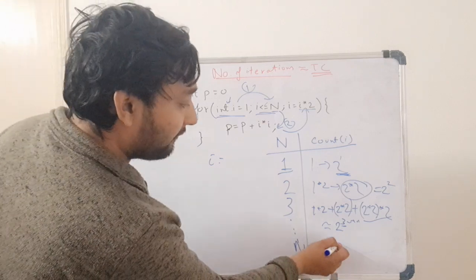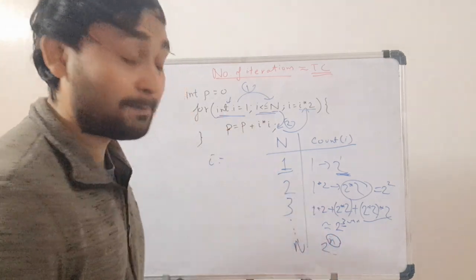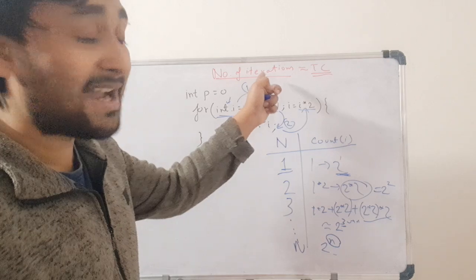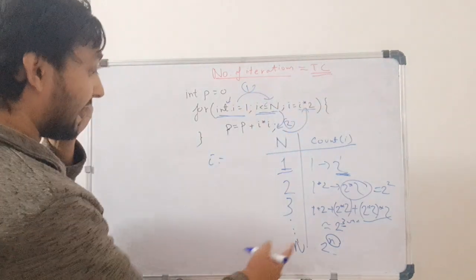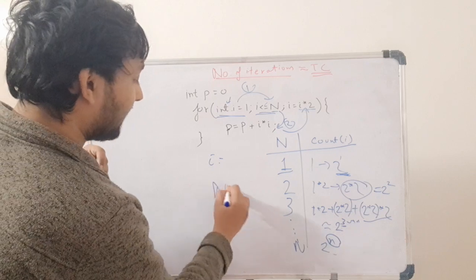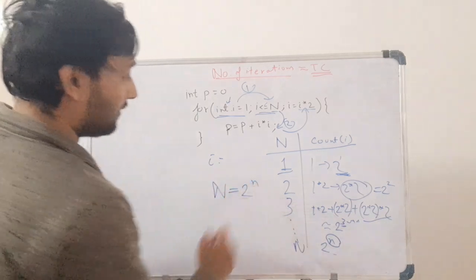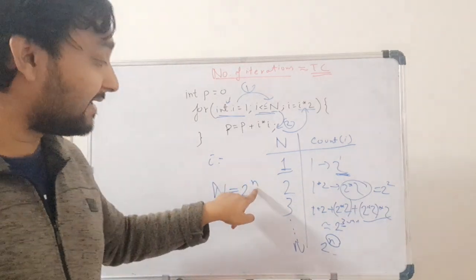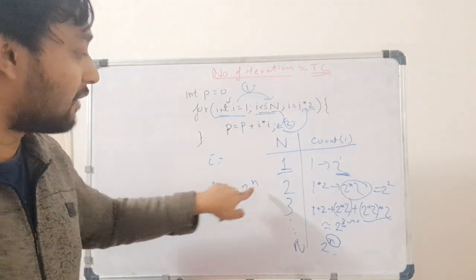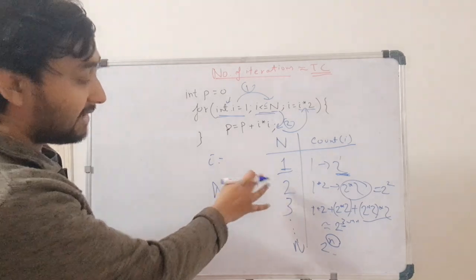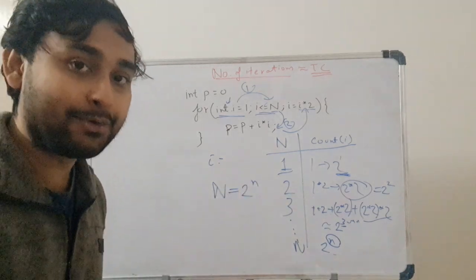Now if I have to find the value of the power n here, then we can find the number of iterations, which will be my time complexity. For that, first I will write N equal to 2 to the power n. Now, how can we find this n value? Is there any way to find it? I just have to calculate the value of n. How can we do that?